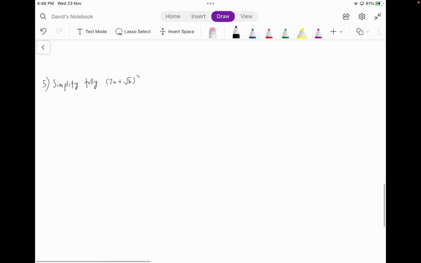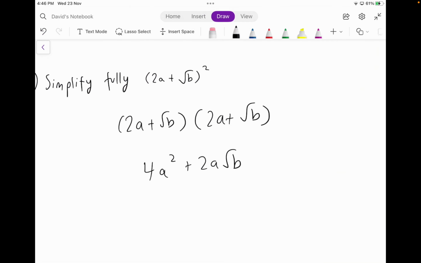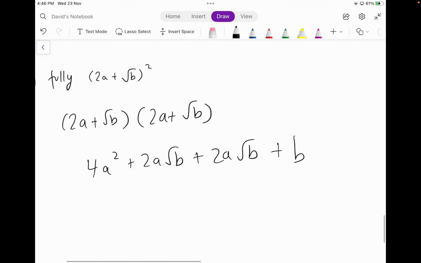Now the last question is to simplify fully. This is another algebraic surd question that we have to look into. This is where, again, we have to expand the brackets. 2a plus square root b, brackets 2a plus square root b. Now expand the brackets. It's going to become 4a squared plus 2a square root b plus 2a square root b plus square root b times square root b. That becomes a positive b.